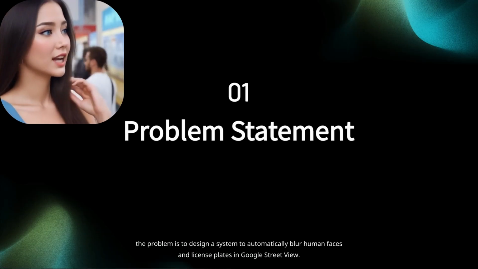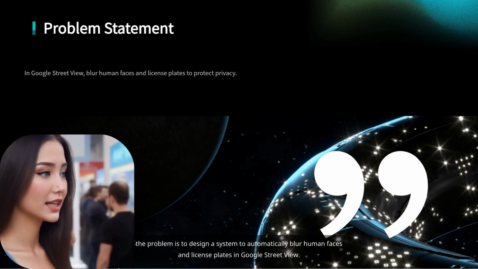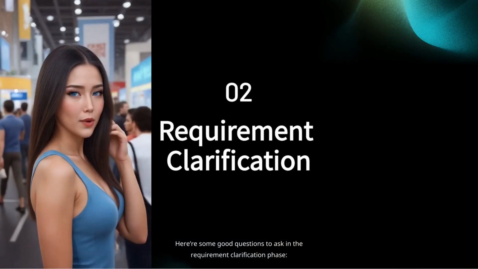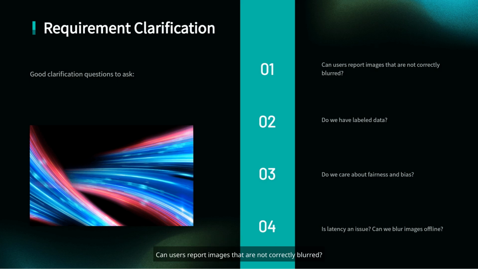The problem is to design a system to automatically blur human faces and license plates in Google Street View. Here are some good questions to ask in the requirement clarification phase. Can users report images that are not correctly blurred? Do we have labeled data? Do we care about fairness and bias? Is latency an issue? Can we blur images offline?